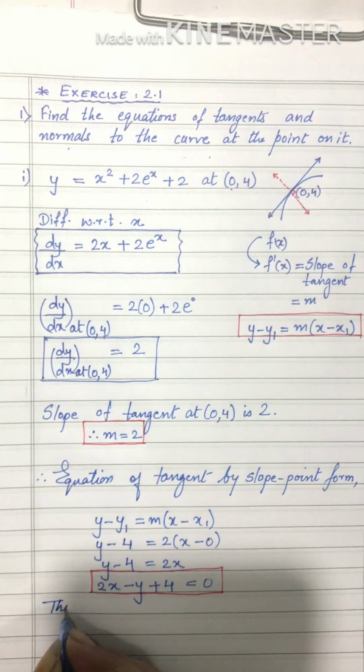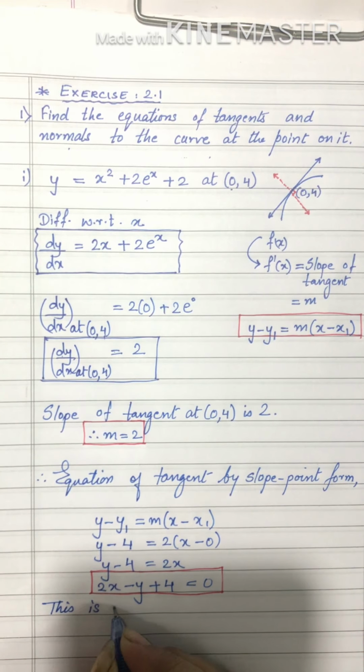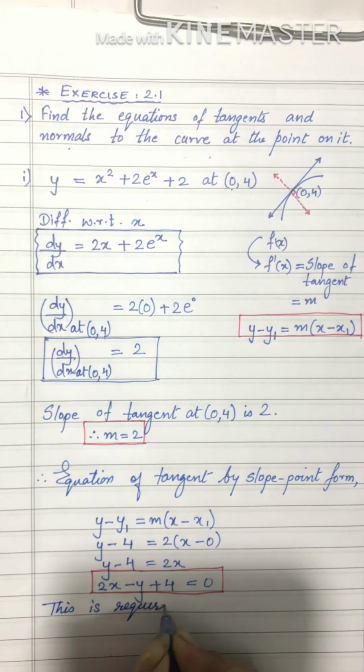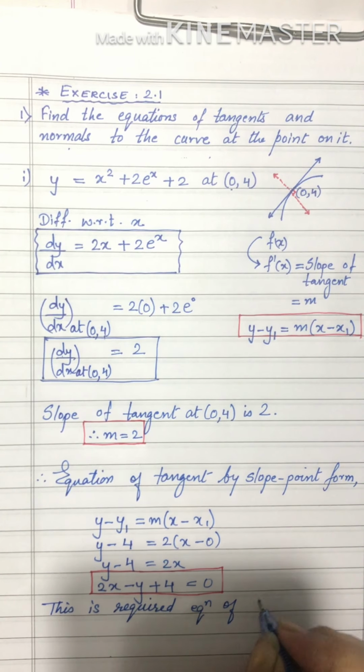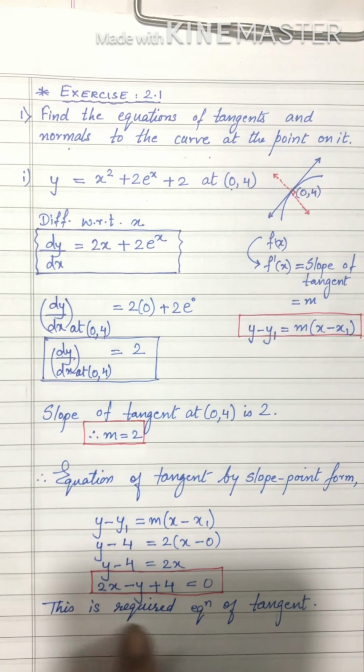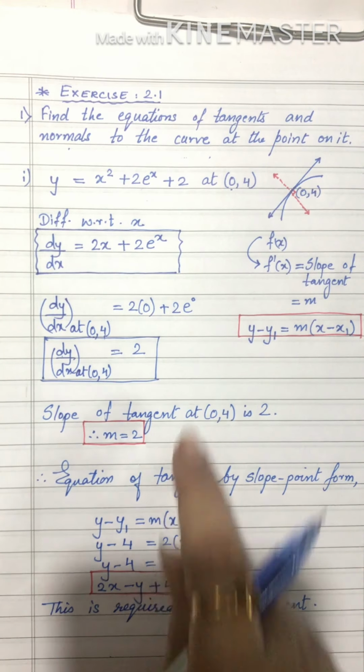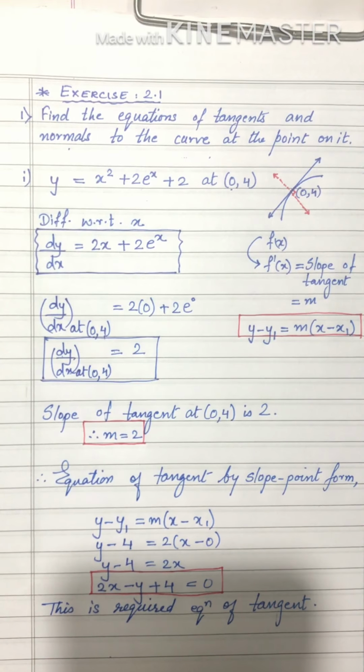What we got to write, this is the required equation of tangent. Okay, so far we have reached to find equation of tangent. Moving ahead to find equation of normal.